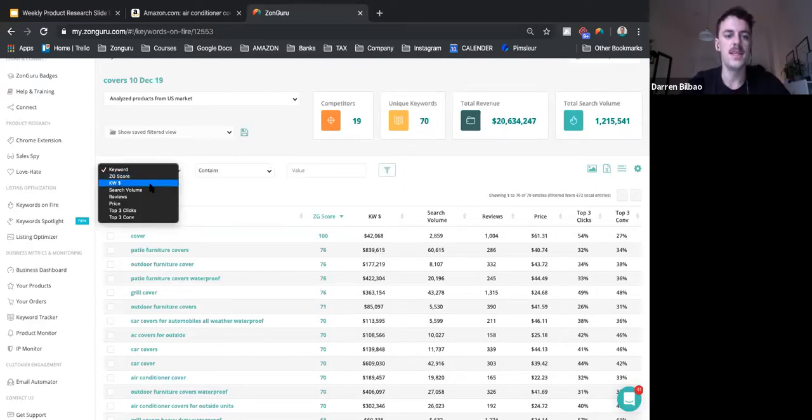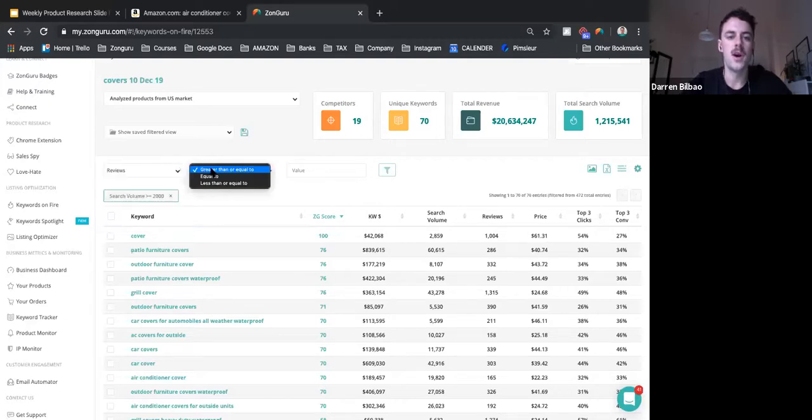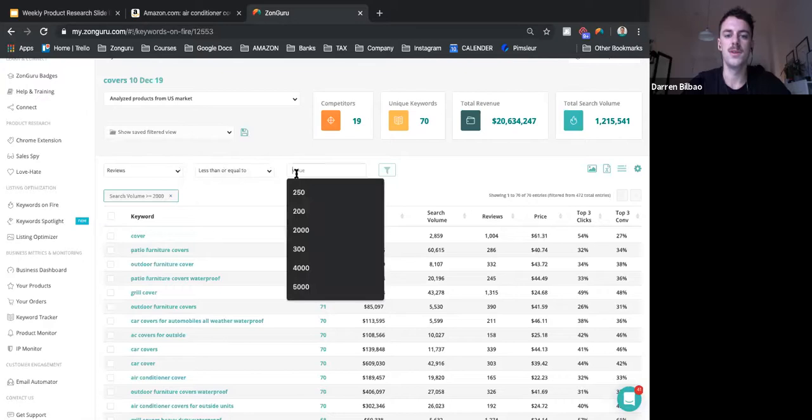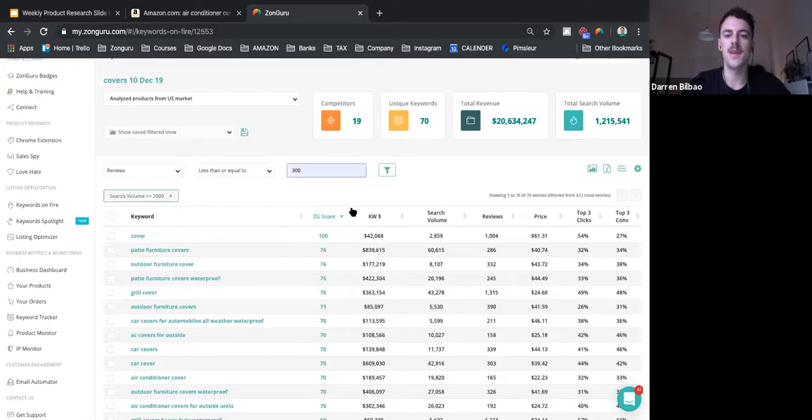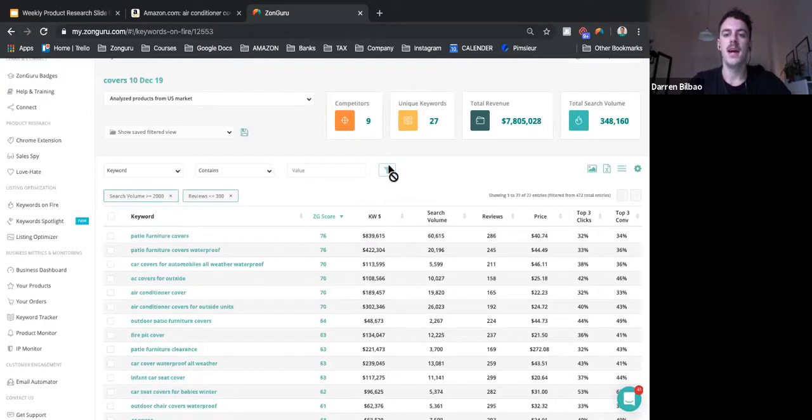We then need to filter for competition, which is reviews. So I'll go reviews less than or equal to, and then I like to say around 300. And now we can see that we've taken our list of 400 or so unique keywords down to 27. So it's a lot more manageable. We're not looking at this huge amount of data anymore. We're looking at only 27 potential keywords.